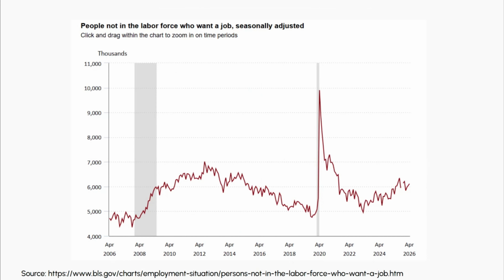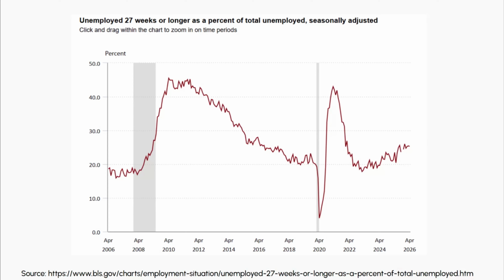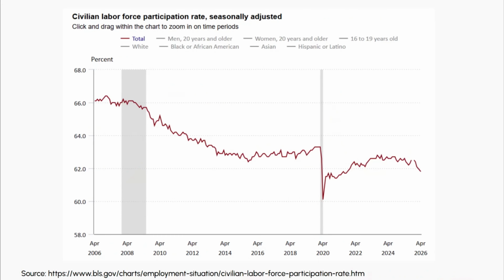Some examples from the household survey are people not in the labor force who want a job, showing an upward trend since 2023, and people unemployed 27 weeks or longer as a percent of the total unemployed. This is also increasing, which indicates it is taking more people a longer amount of time to find work.